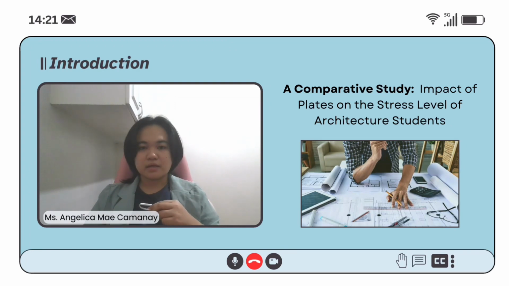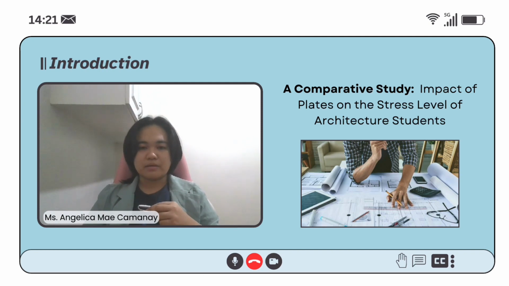In the realm of architectural education, the mental well-being of students is a critical aspect often overlooked. This research delves into the intriguing question of how different plate materials utilized in architectural projects might influence the stress levels experienced by students. The choice of this topic, entitled "A Comparative Study: Impact of Plates on Stress Levels of Architecture Students," stems from the growing recognition of the demanding nature of architectural studies and the need to explore factors that may contribute to or alleviate the stress burden.